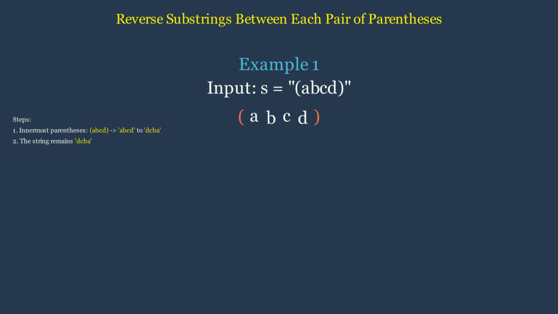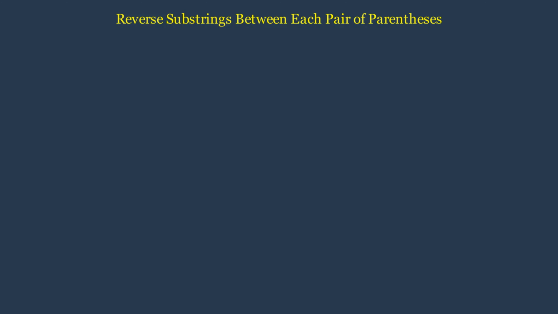First, we identify the innermost parentheses, which in this case is the only pair. We reverse the string inside, changing ABCD to DCBA. Watch as we reverse the string. Now we remove the parentheses. Our final output is DCBA. That concludes example 1. Let's move on to the next example.